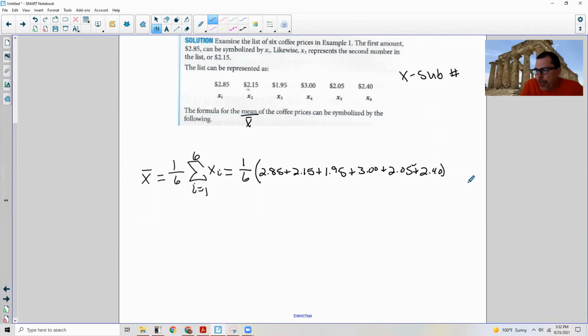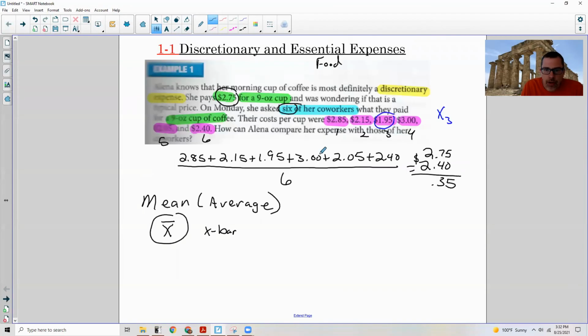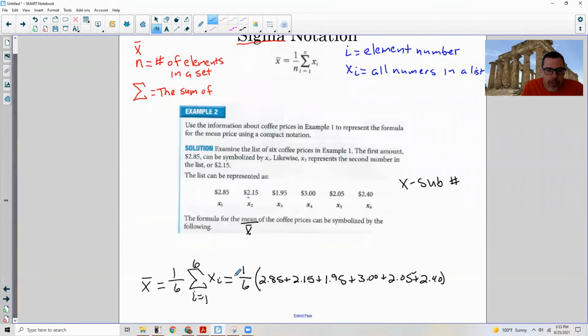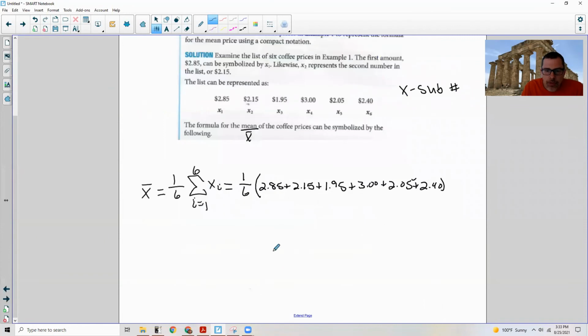Okay, and when I do that, that is going to be the same as what we wrote on the previous page, which is all these numbers divided by 6, because 1/6 times a set of numbers is the same as that set of numbers divided by 6. 1 over 6 times is the same as divided by. And we already did this, and we got it to be $2.40. Okay, so the mean coffee price is $2.40.